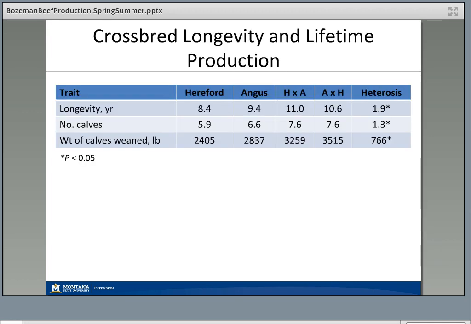So why is crossbreeding important and how can it play a role? This is some Hereford Angus crossbred data on longevity and lifetime production. You can see we have straightbred Hereford cows and straightbred Angus cows. Now we've got crossbreeds, where the sire breed is first, so we have Hereford sired heifers out of Angus cows and Angus sired heifers out of Hereford cows. You can see the heterosis effect is about 2 years, so the crossbred cows remain in the herd 2 years longer. They wean almost an extra calf and a half, which was about 766 pounds over their lifetime.